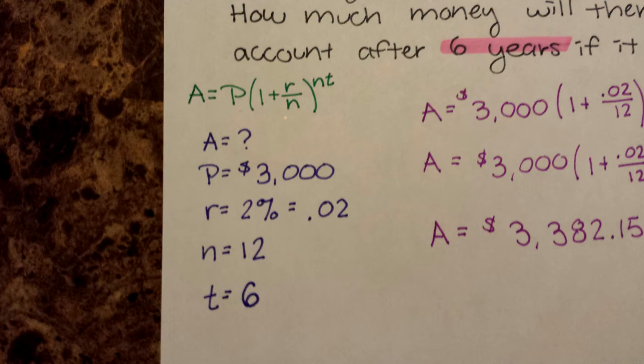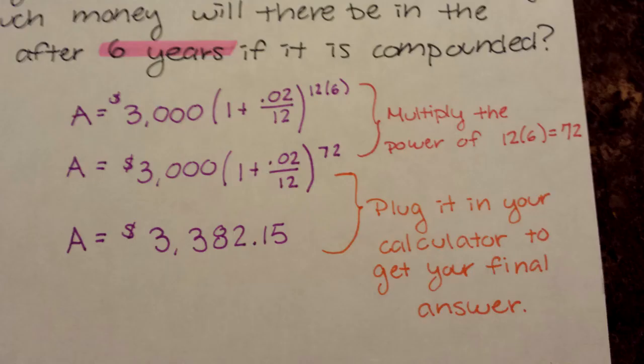N, the number of compounds in a year, which is being compounded monthly, equals 12 months in a year, which is 12. T, the time in years, is 6 years. After you have all this information, you will just have to plug it into your equation. That should give you A equals $3,000(1 plus 0.02 over 12) to the power of 12 times 6. Next, you will have to multiply the powers, which is 6 times 12, which should equal 72.